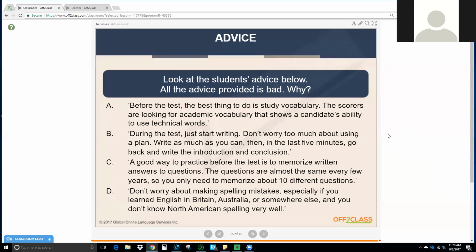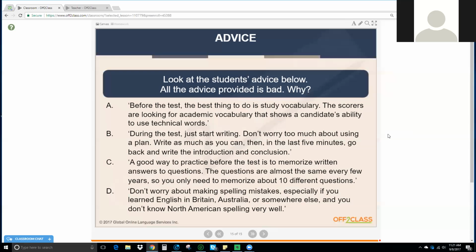So memorizing the questions and your answers to the questions is not going to be as helpful as just knowing how to approach the questions, how to break it down into key ideas, and how to structure your response with your introduction, your body, and your conclusion.